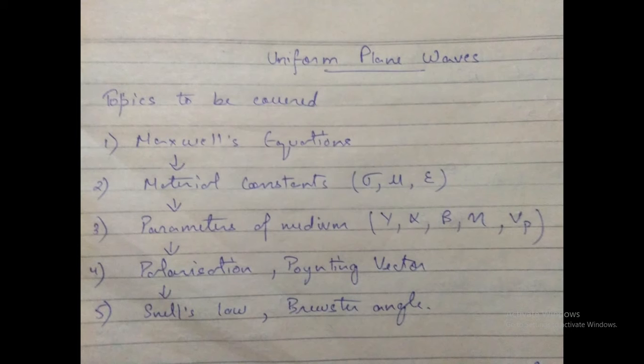So हम उनमें से कुछ कांस्टेंट्स निकालेंगे। अब उन कांस्टेंट से हम कुछ पैरामीटर्स बनाएंगे। उन पैरामीटर्स का हम यूज़ करेंगे टू फाइंड आउट द ओरिएंटेशन, दैट इज़ पोलराइजेशन ऑफ द वेव्स। और उससे हम उसकी पावर निकालेंगे थ्रू पॉइंटिंग वेक्टर। And then we will be using Snell's law and Brewster triangle when there will be two mediums. And after that it will be the boundary conditions, one of the most important topics.